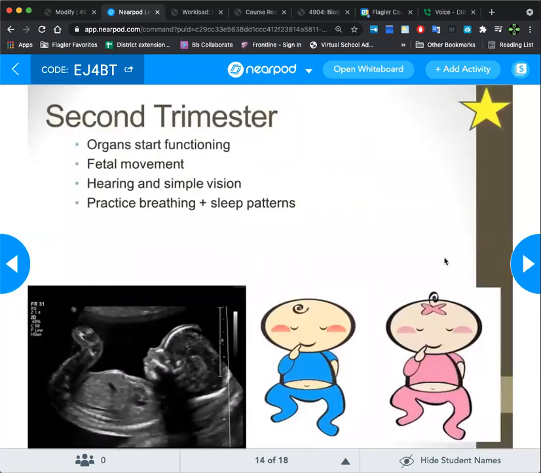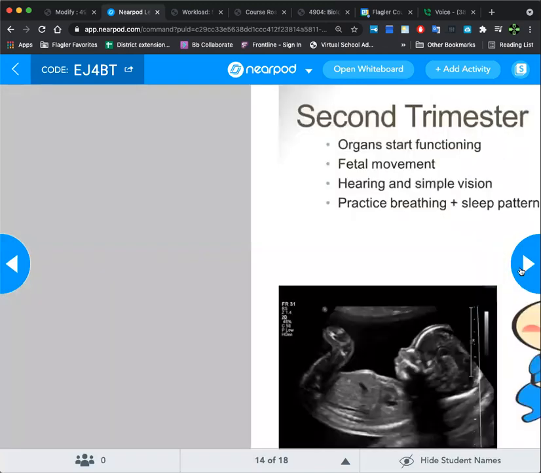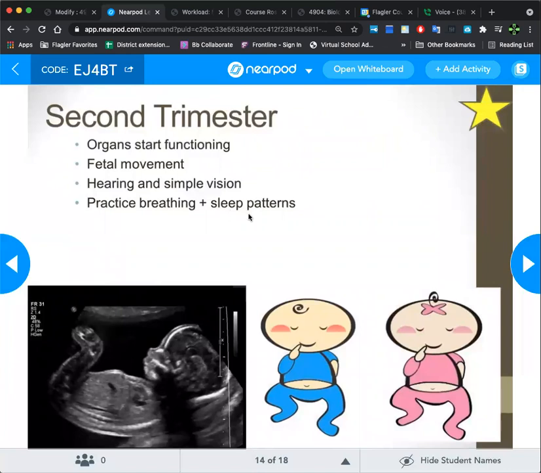All right, second trimester, basically some of the organs start functioning. There's some movement, hearing, simple vision. It practices breathing, so obviously it's not going to breathe anything. It's practicing breathing that amniotic fluid. It's called amnion. So inside the amniotic sac, I should have gone over that a second here. So you have this amniotic sac here. Basically provides protection. It's filled with fluid called amnion. It protects the embryo and the fetus as it's growing and allows for some movement in there. And then it starts doing sleep patterns.